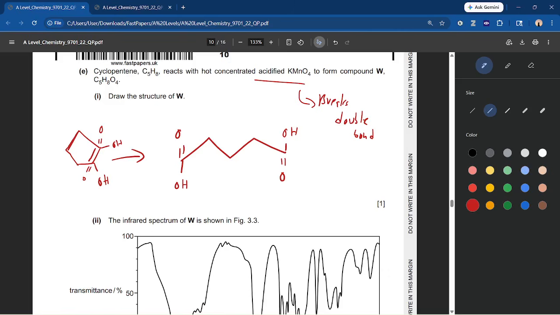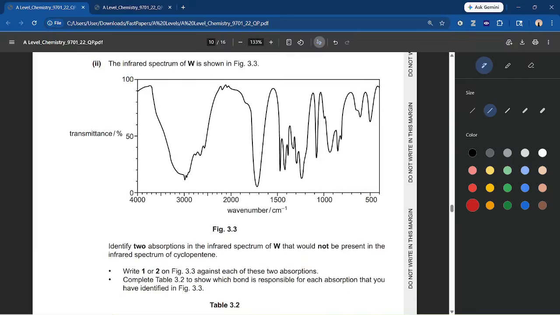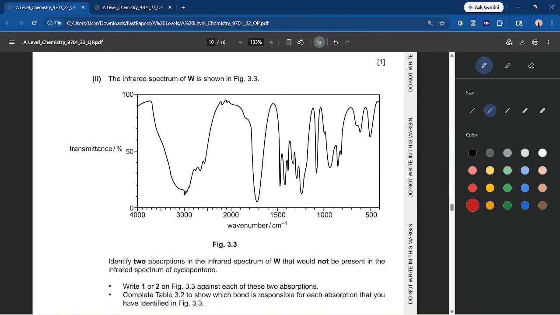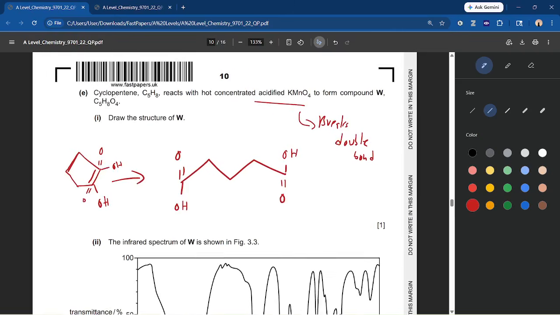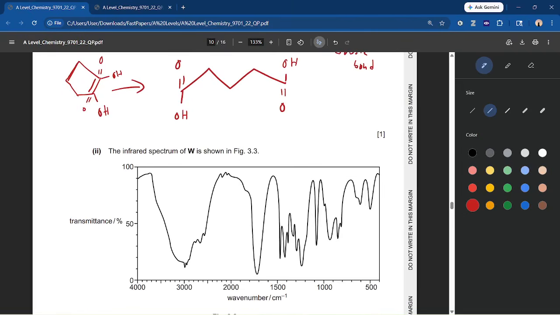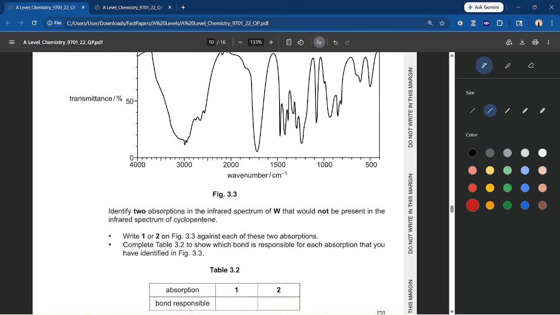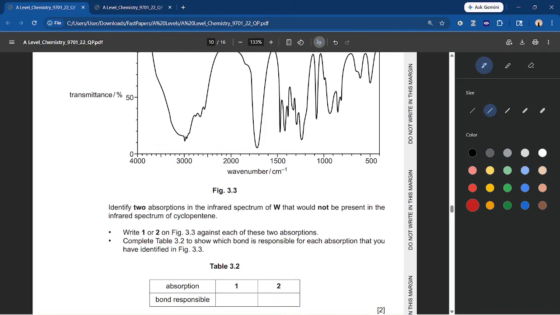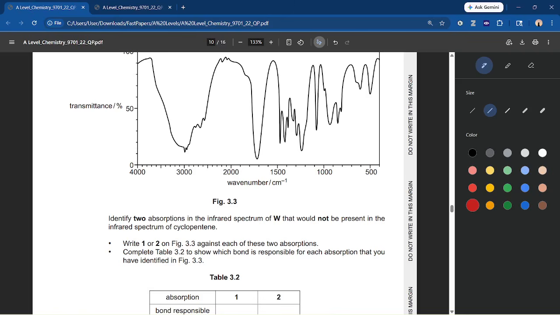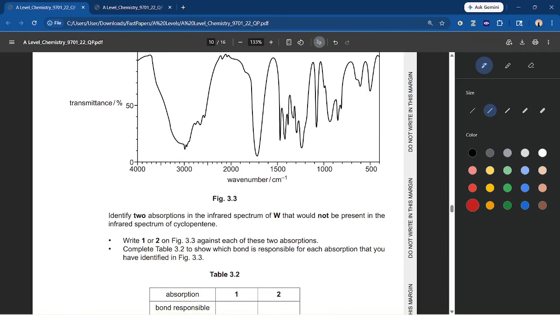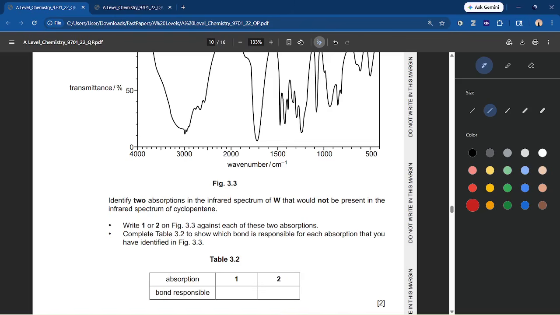Very simple, and yeah, let's move on to the next question. The infrared spectrum of W. So this is W, the one that we've done over here, is shown in figure 3.3. Identify two absorptions in the infrared spectrum of W that would not be present in the infrared spectrum of cyclopentene. Write 1 or 2 in figure 3.3 against each of these two absorptions. Complete table 3.2 to show which bond is responsible for each absorption that you've identified in figure 3.3.